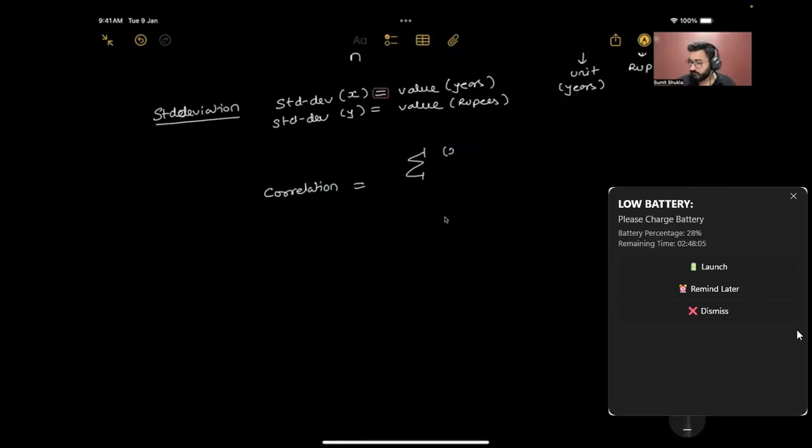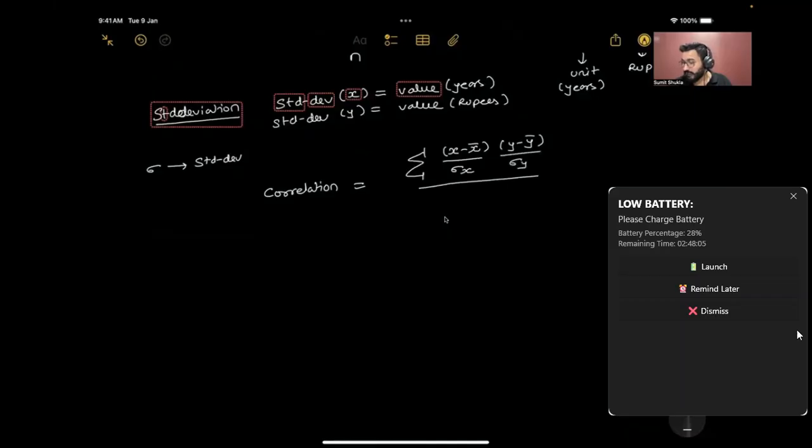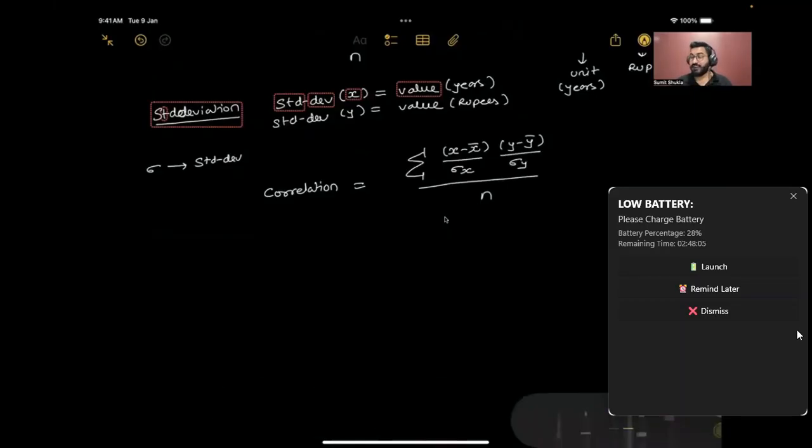Summation of (x minus x average) divided by sigma x. Sigma is the representation of standard deviation. So (x minus x average) divided by sigma x, into (y minus y average) divided by sigma y, and divided by n. Now what it has done is just nullify the units.